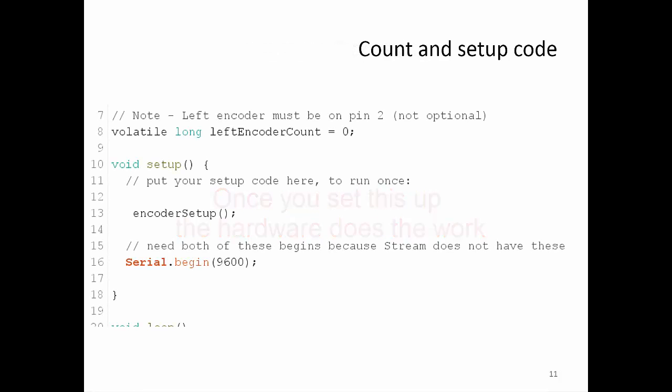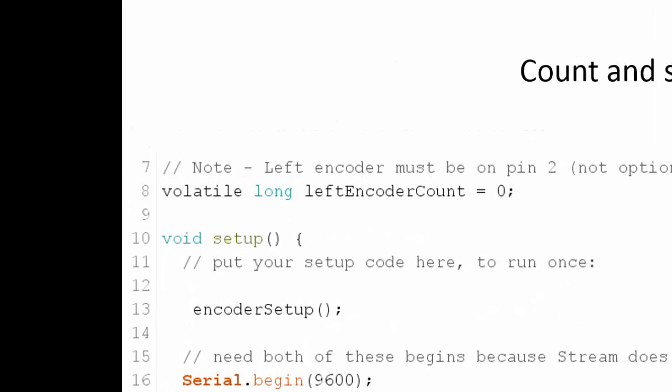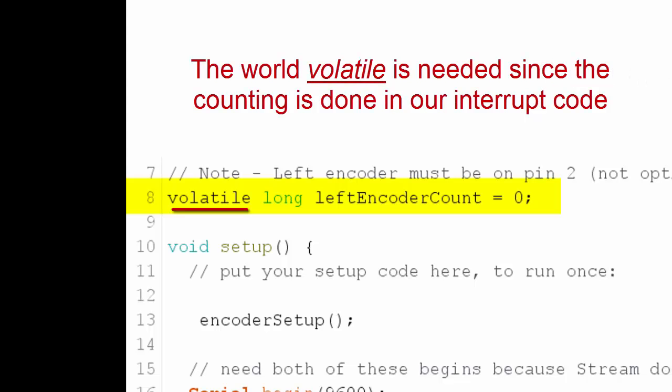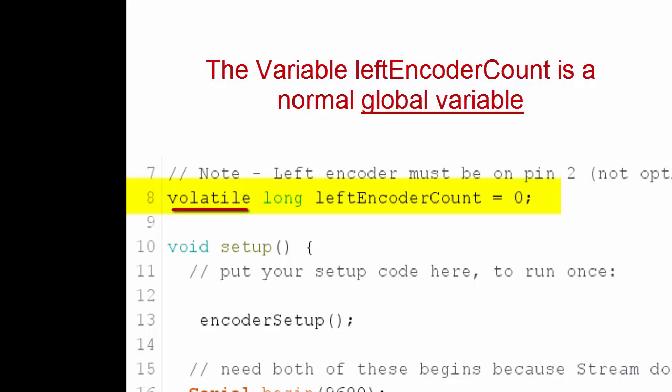So what this code here is showing is how we can use our encoder. The first thing we're going to do is create a count. And so right here I have the left encoder count. The only difference here is we need to put the word volatile on it, so it's going to be volatile long left encoder count. We need that word volatile because we're working with an interrupt.